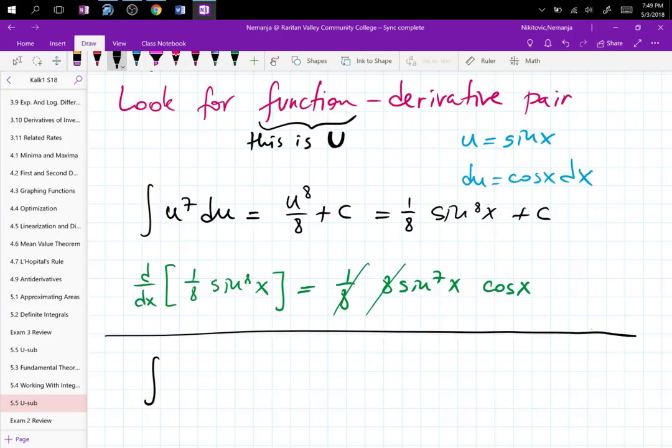Integral of x to the 6 cosine x to the 7 dx. Do you get to pick a trig function now for you?